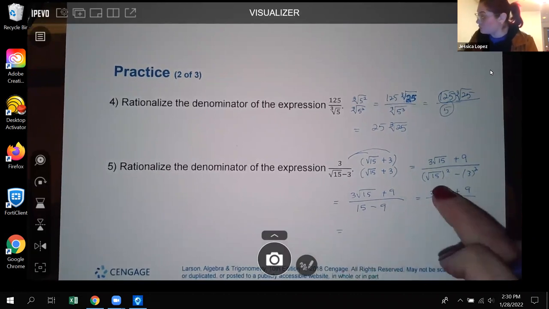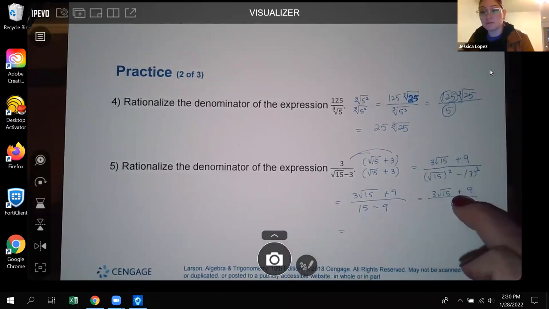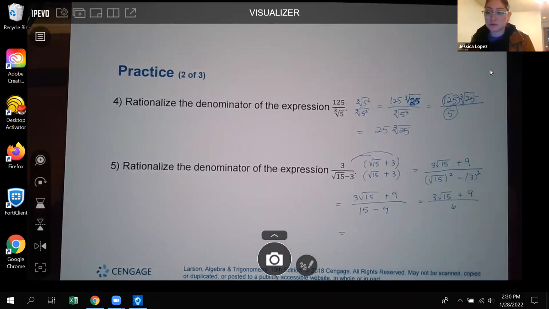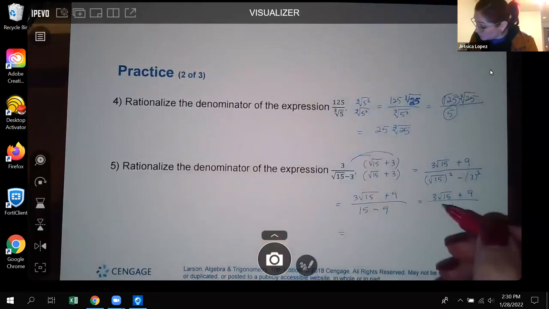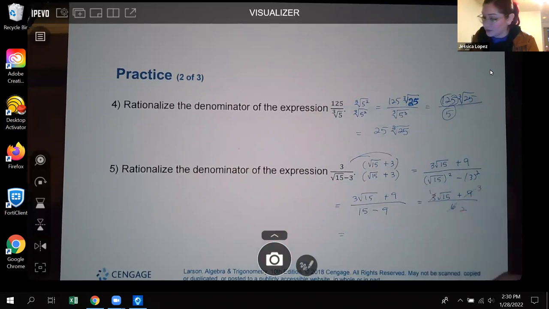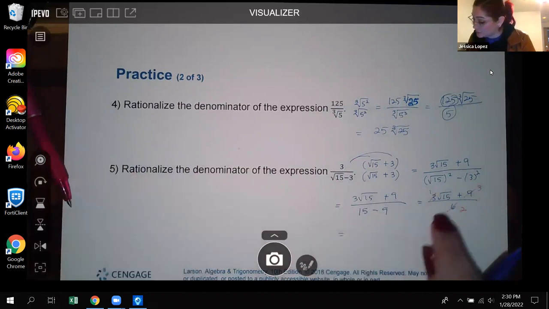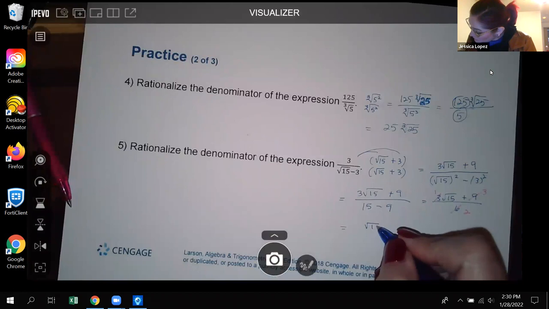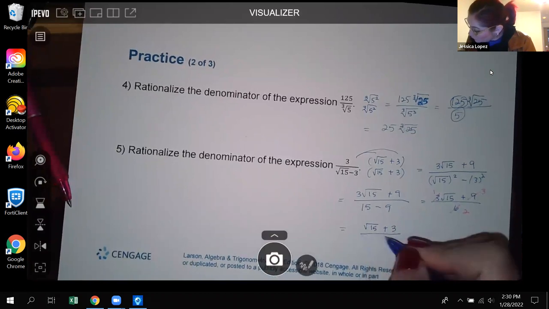So notice you have 3 terms. You have 2 terms in the top separated by a plus sign and 1 term at the bottom. All 3 of these have to be reducible by the same number in order for you to reduce at all. And all 3 of them do. 3 goes into 3 once, 3 goes into 9 3 times, and 3 goes into 6 twice. Notice that I only reduced outside stuff. I did not reduce the radicand because that is on the inside. It's not the same as the numbers that are not in radicals, okay? So I'm gonna end up with 1 square root of 15 plus 3 over 2.